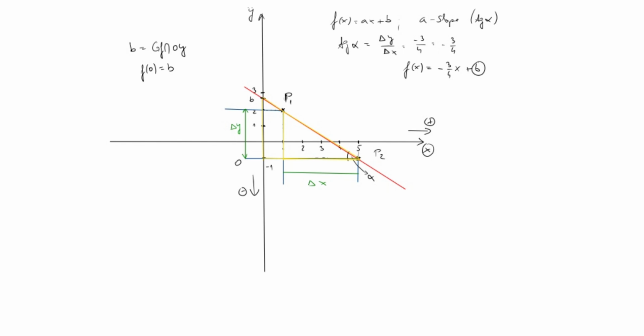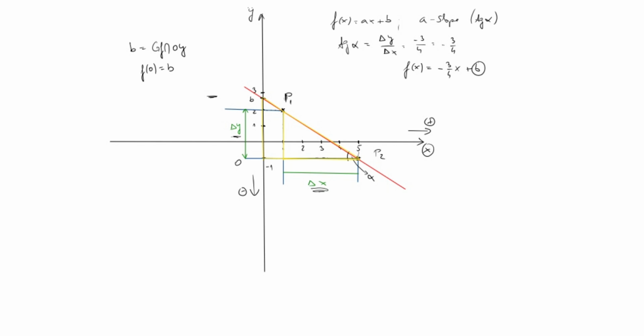So we have here two triangles which are similar. Okay, how can this help us? Well, we can use some ratios here. So we can say that delta y over delta x is equal to this distance here.